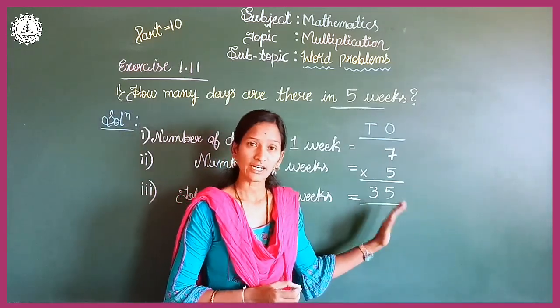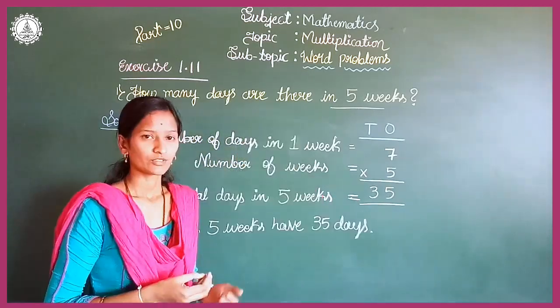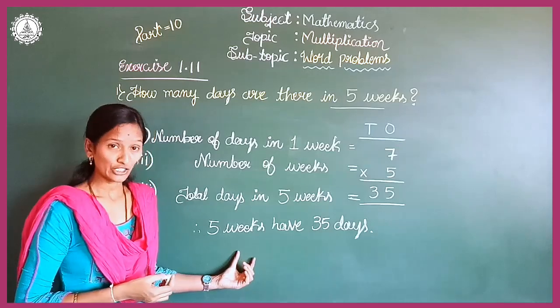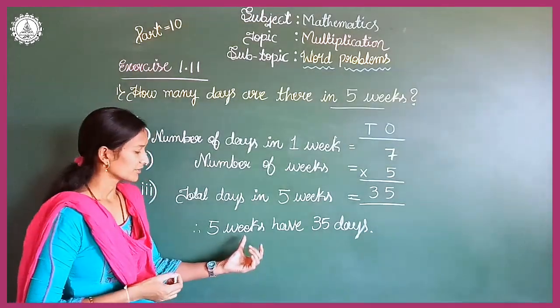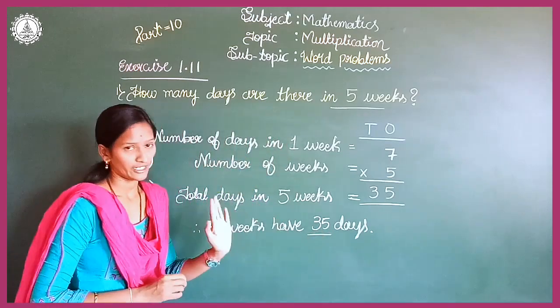This is the total number of days in 5 weeks, right? So after this, write down the conclusion statement. What is that? So look here. This is the conclusion statement. That is, the 5 weeks have a total of 35 days.